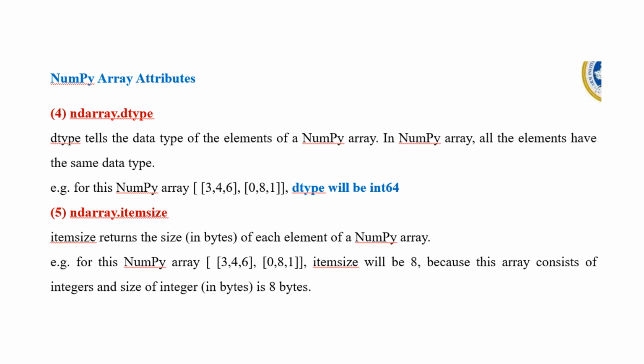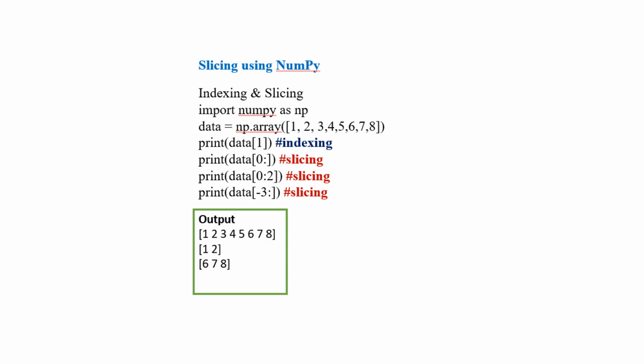Dot dtype is nothing but the data type we are going to use. For example, in a NumPy array of 3, 4, 6, 0, 8, these are all numerical values, which are integers, so the type can be represented as int64. Dot itemsize is the size of each element in bytes. For an integer array, the item size will be 8 bytes. So these are the NumPy attributes.